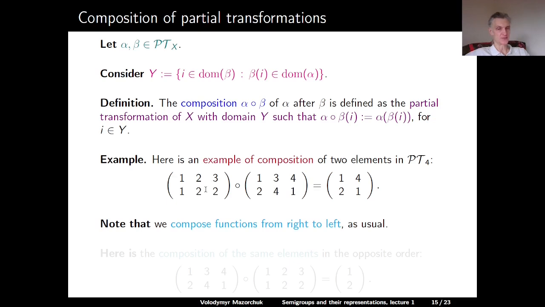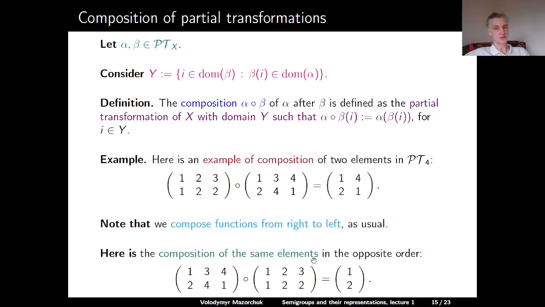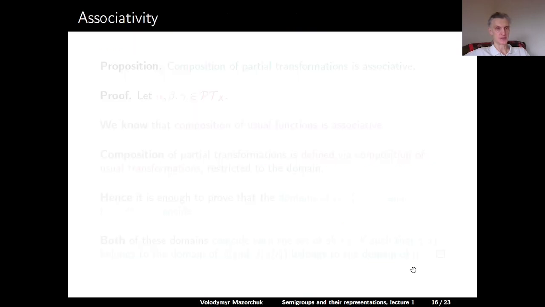Note that we compose functions from right to left as usual, so the right function is applied first and then the left function. And here is the composition of the same elements in the opposite order. So 1 goes to 1, 1 goes to 2, so 1 goes to 2 in the outcome. 2 goes to 2, but this is not defined on 2, so the outcome is not defined on 2. 3 goes to 2, this is not defined on 2, so this is not defined on 3. And the first transformation is not defined on 4, so 4 is not in the domain. So this is how we compose partial transformations.